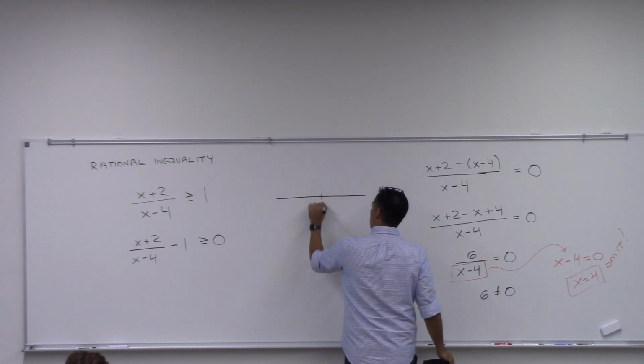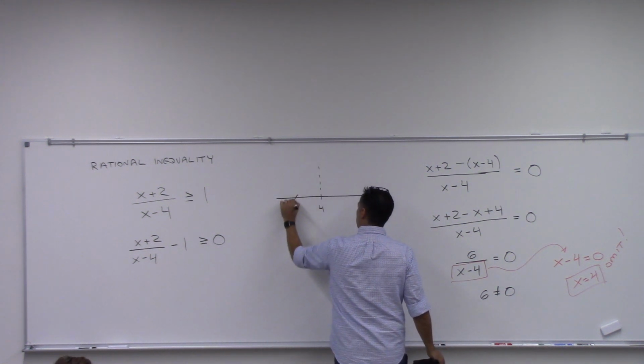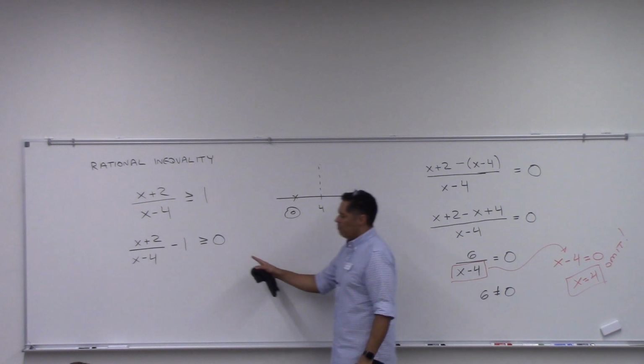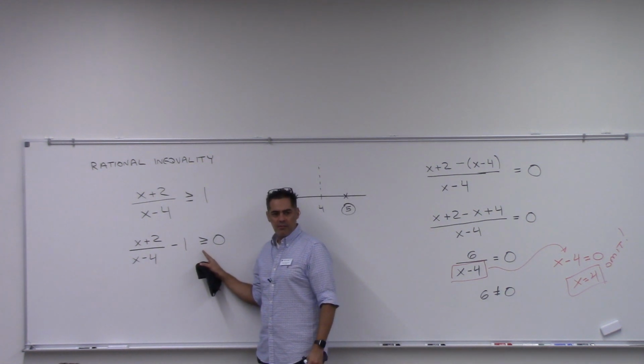So I put on here 4. That breaks up my number line into 2 pieces. Let's go with 0 and let's go with 5. And I'm going to test those where? Right before I turned it into an equation. Right here. I'm going to try it.